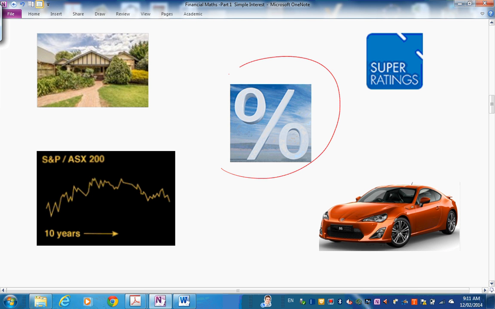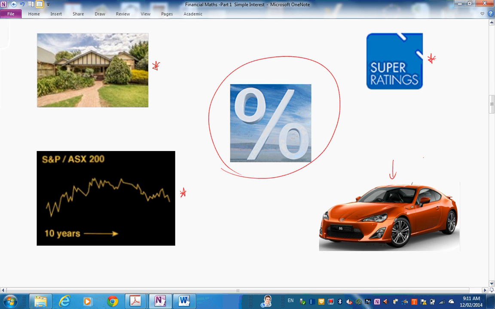Central to all of this is percentages. Let's have a look at the sorts of things you might want to do. You might want to save up to buy a house, or you might be investing money in superannuation, or investing in the stock market or shares, or you might be wanting to save up for my favourite car here, this sports car. I want that. I'm going to have to save a lot of money for that.